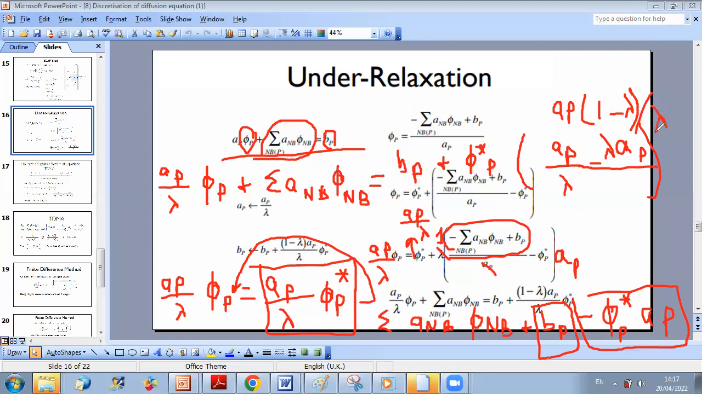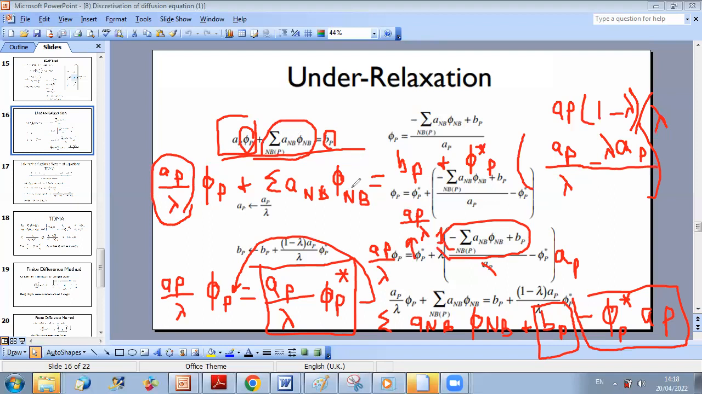So if we observe our new equation, you have new coefficients. To do under relaxation, you should update your coefficients. Let us observe together what is the difference. Before, if you don't do under relaxation, if lambda is 1, the coefficient of phi P is AP. However, when you do under relaxation, the coefficient of phi P is AP over lambda.